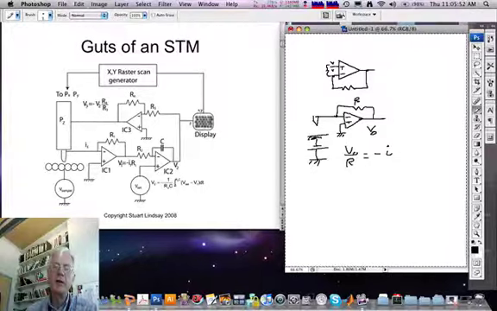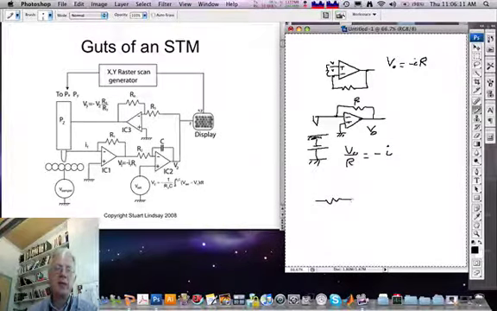In other words, this is a converter that gives you a voltage output, V out, equal to minus I from this STM probe times the value of this resistor. So the current has now been converted to a voltage. What's the next element in here?